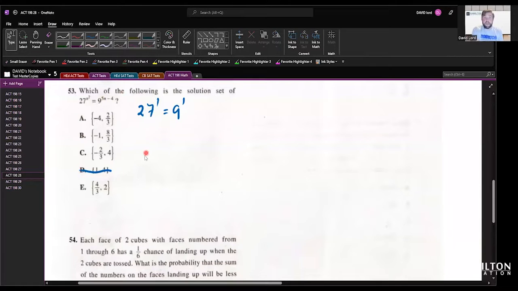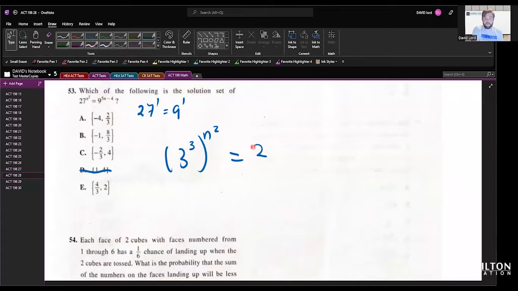However, if you want to solve it algebraically, you need to make both 27 and 9 into a common base, and that is base 3. So 27 is 3 cubed, so I'm going to write 3 cubed, and then raise it to the n squared. 9 is 3 squared. So that's 5n minus 4.